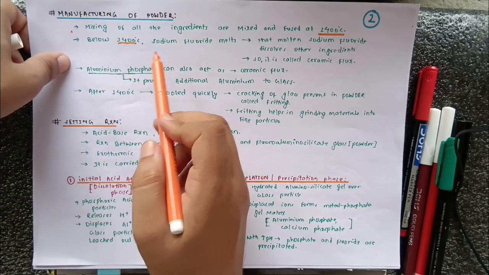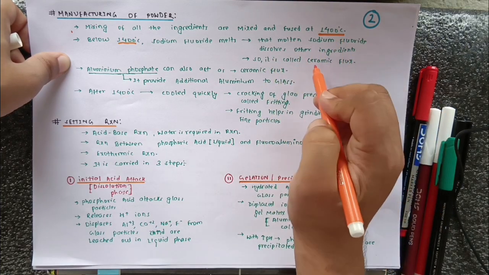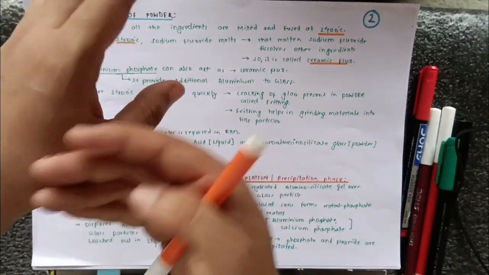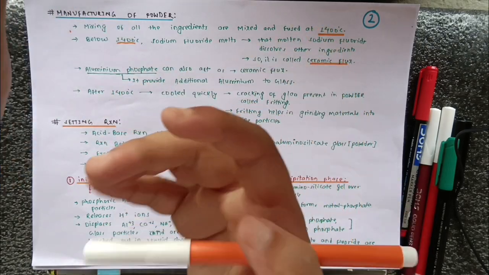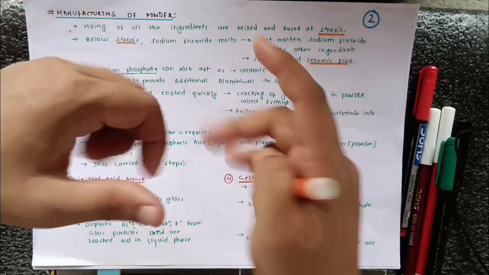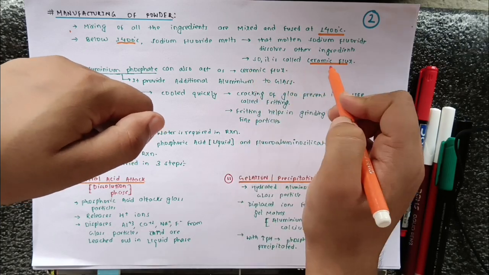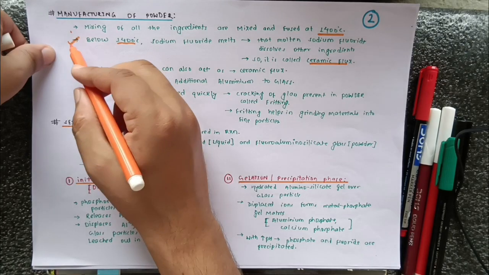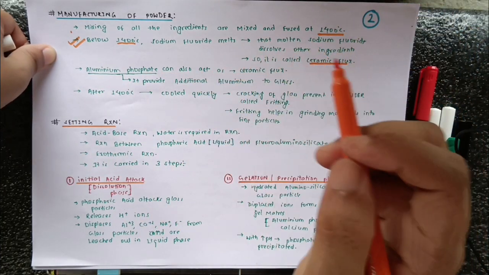Below 1400, sodium fluoride melts, and that molten sodium fluoride dissolves other ingredients. So it is called a ceramic flux. The melting point of sodium fluoride is below 1400 degrees Celsius, so at that temperature sodium fluoride melts and forms molten sodium fluoride, and it dissolves other ingredients. It acts as a flux there, so we call it a ceramic flux. This is a very important question and you should remember this: sodium fluoride acts as a ceramic flux in the silicate cement.